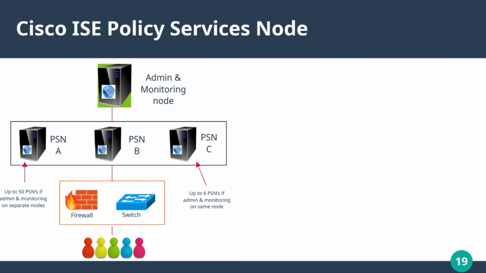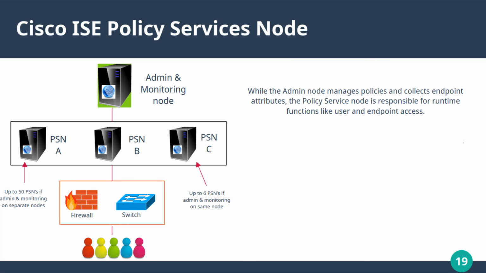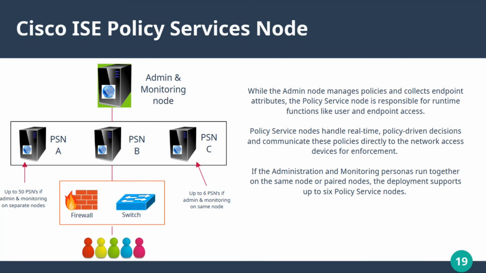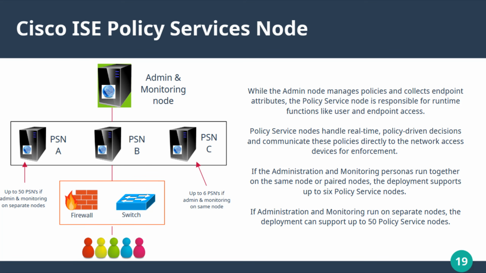Cisco ISE policy service node. While the admin node manages policies and collects endpoint attributes, the policy service node is responsible for runtime functions like user and endpoint access. The policy service node handles real-time policy-driven decisions and communicates these policies directly to the network access device or devices for enforcement. If the administration and monitoring personas run together on the same node or paired nodes, the deployment supports up to 6 policy service nodes. And if administration and monitoring run on separate nodes, the deployment can run up to 50 policy service nodes.